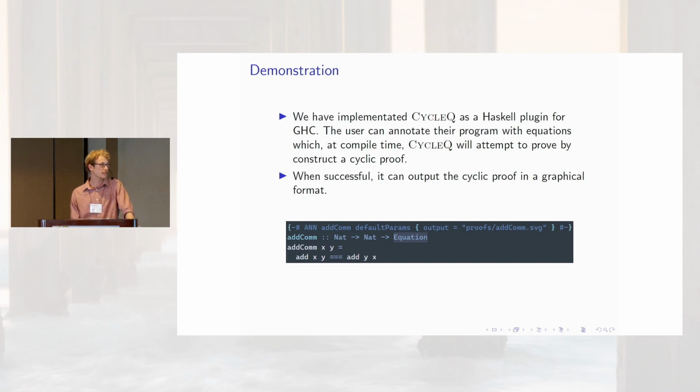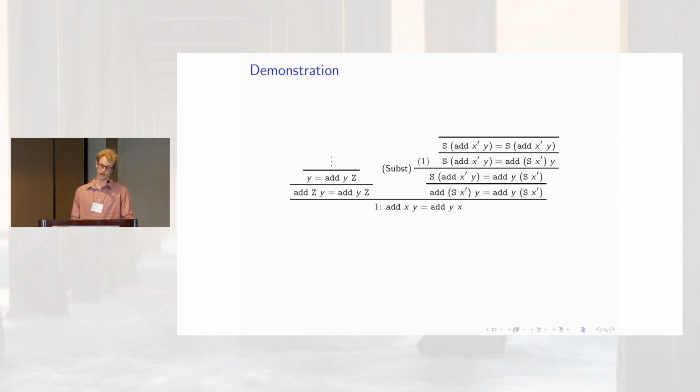Okay, so we implemented CycleQ as a Haskell plugin for GHC, and so the users take their normal Haskell program and they annotate it with equations at the top level, and at compile time, CycleQ will attempt to construct cyclic proofs of these, and if so required, this will output a graphical format which is human readable. Here's an example of the proof of commutativity of addition, and we can see in the successor case, whereas before we required an external lemma before cycling, now we can cycle using this subst rule where the original root node is used as the lemma itself, and then this allows us to complete the proof without requiring external lemmas.